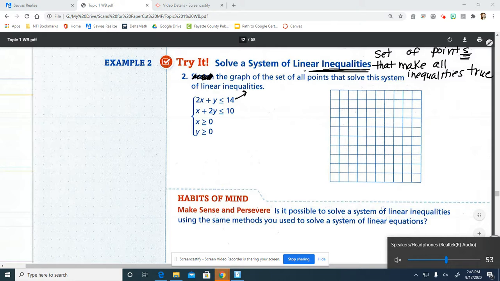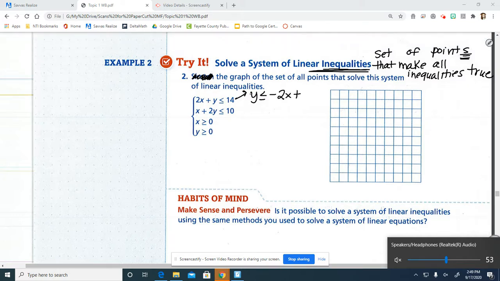I'm going to subtract the 2x on both sides. I call it an equation, but it's an inequality. Subtract 2x on both sides, and we'll have y is less than or equal to negative 2x plus 14. So that is one inequality that's going to be graphed. And notice that it's less than or equal to.